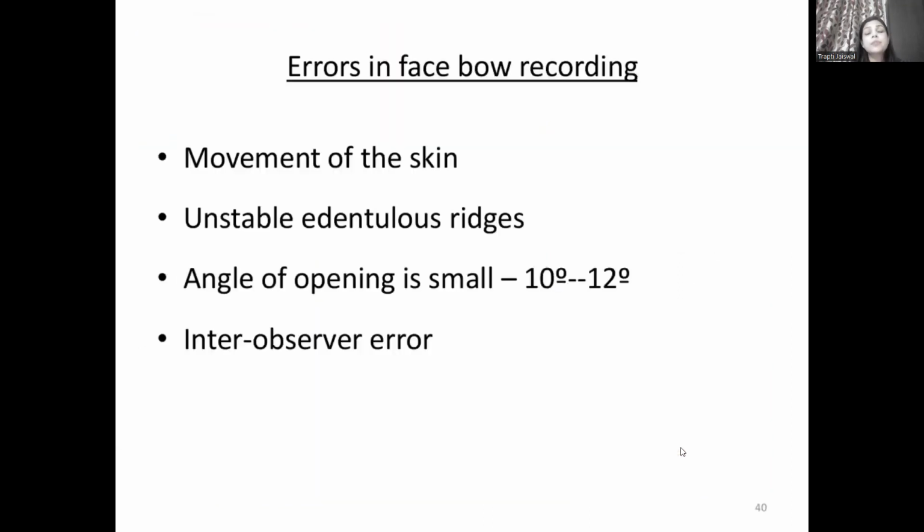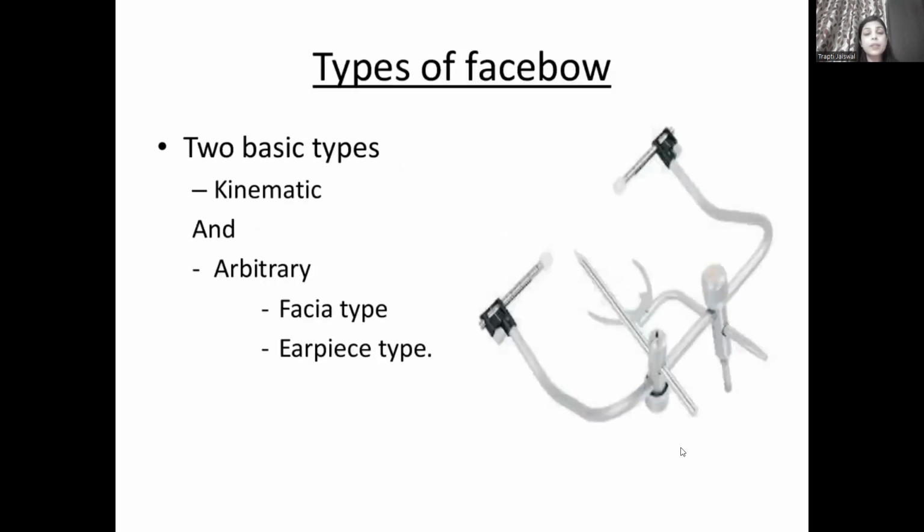What are the errors which we can see in facebow recording? Like, we are recording the facebow using the patient's skin for the condylar shafts. We are marking the posterior reference point on the patient's skin, so movement of the skin can interfere with the recording. Unstable edentulous ridges and unstable bases can interfere with the recording. An angle of opening that is very small can also interfere. Inter-observer errors can also come.